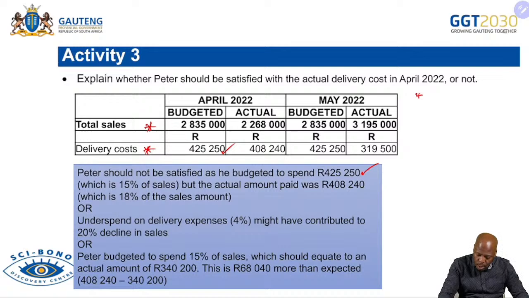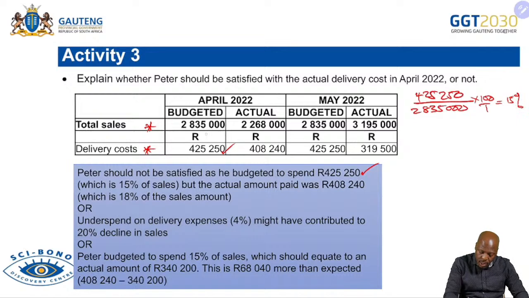If you take your 425,250, you divide it by 2,835,000. You multiply by 100 over 1, it will give you 15%. Okay, to give you 15%. This is what he had budgeted, to spend 15% of his total sales on delivery. However, the actual became 408, all right, which is now 18%.